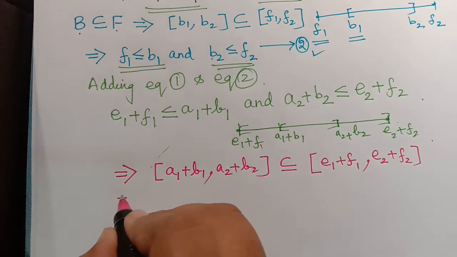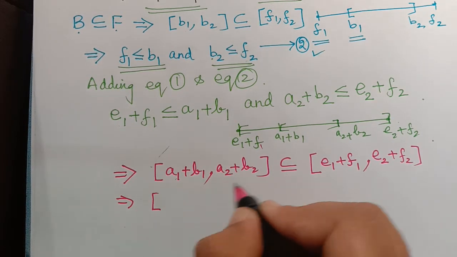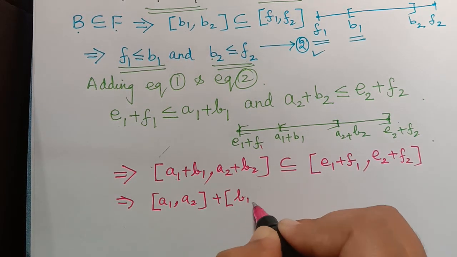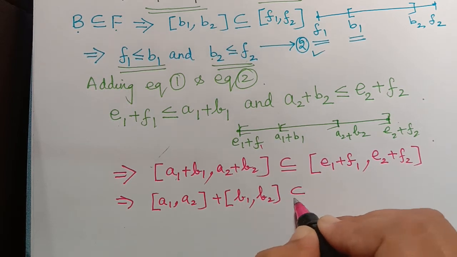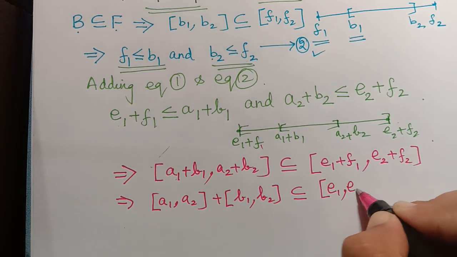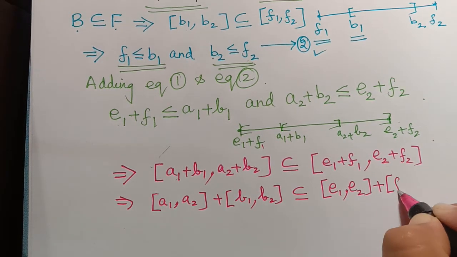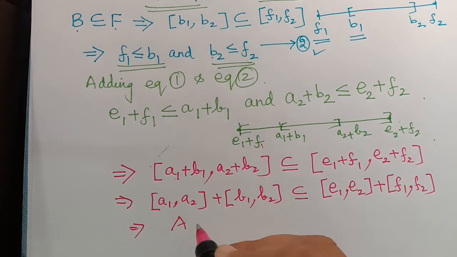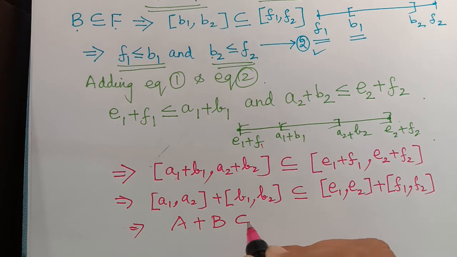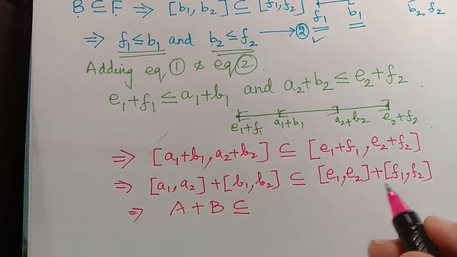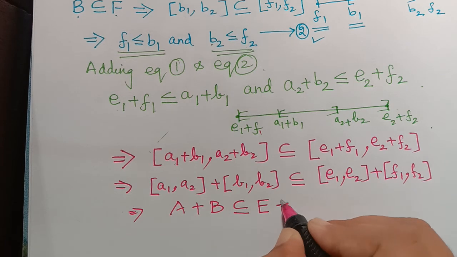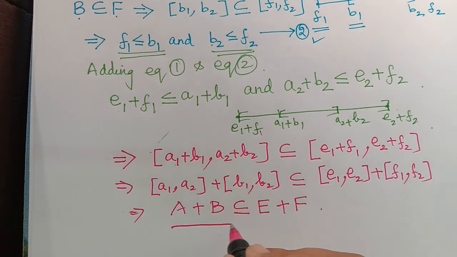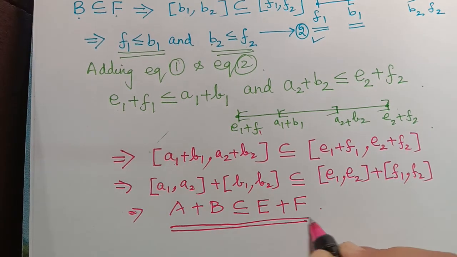Now by using the addition property we can expand this. This can be written as the interval A1 comma A2 plus B1 comma B2 is a subset of E1 comma E2 plus F1 comma F2. But what is this interval? Capital A plus capital B is a subset of capital E, which is the interval E1 comma E2, plus capital F, which is the interval F1 comma F2. So we have proved that A plus B is a subset of E plus F.